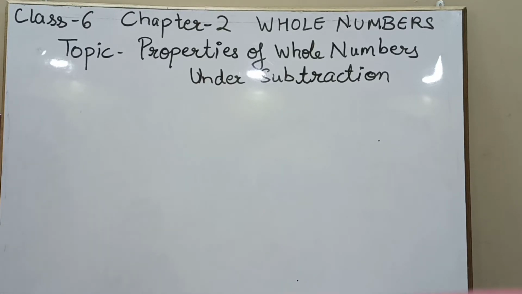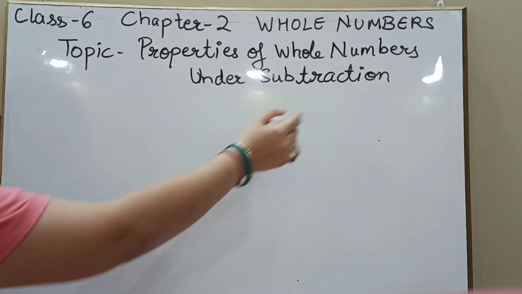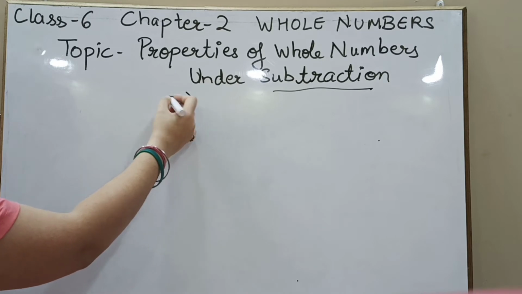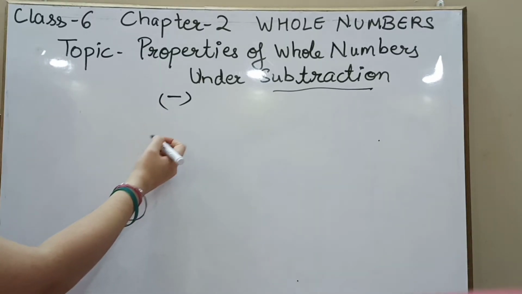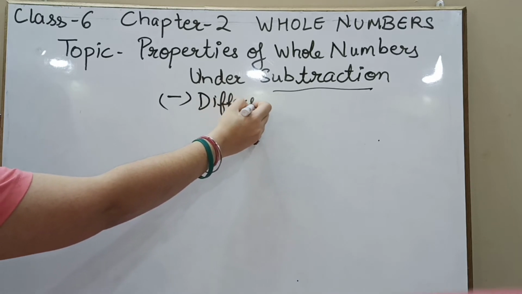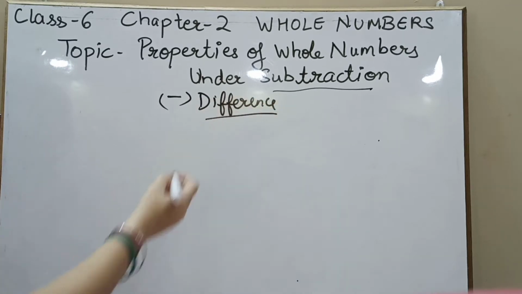Today we are going to start with a new topic that is in continuation with the previous topic, that is properties of whole numbers. The operation that we are going to do today is subtraction. Subtraction is also known by this sign, that is called the minus sign, and the answer for subtraction is always called the difference, that you all are already aware about.